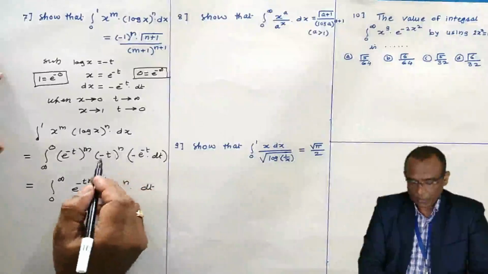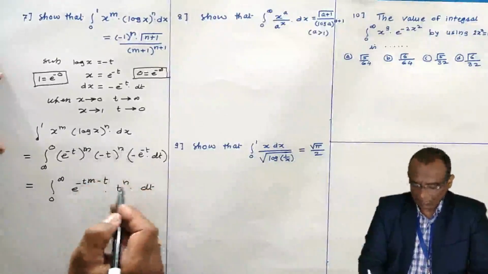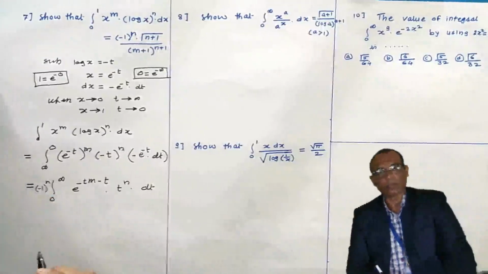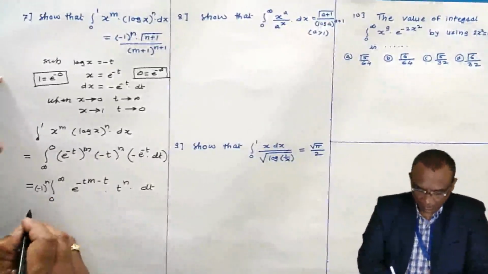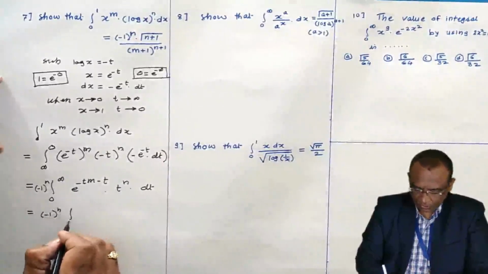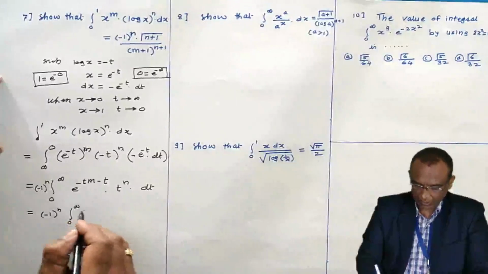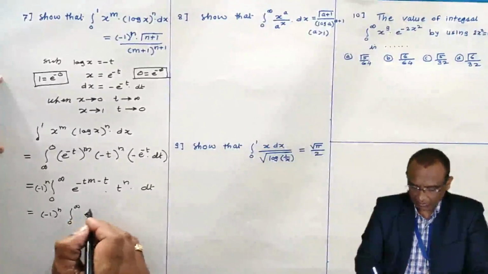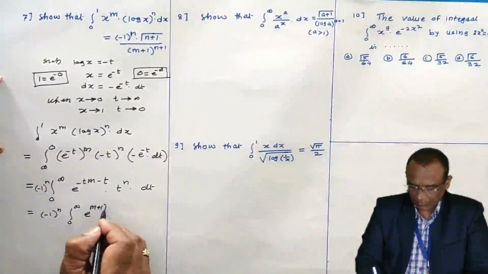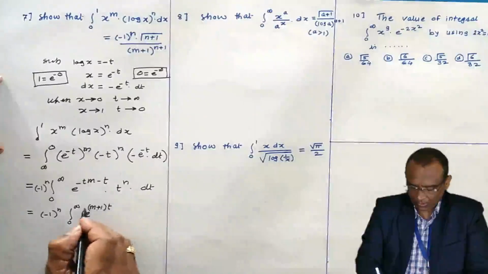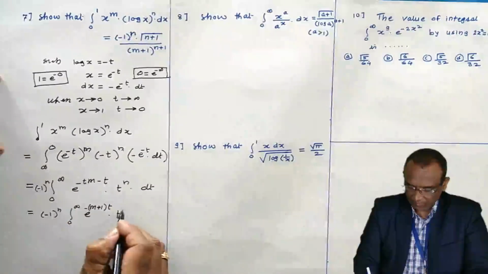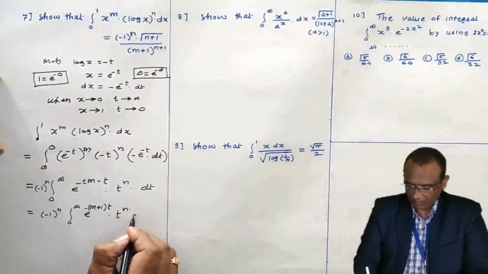t power n. First, minus 1 raised to power n, that I have not written yet. Minus 1 raised to power n I am writing outside of the integral, because this is a constant: minus 1 to the power n, integral 0 to infinity, e power minus t. In this way I am writing: minus t I have taken common, in the bracket m plus 1 will be there, and t power n is there as it is.